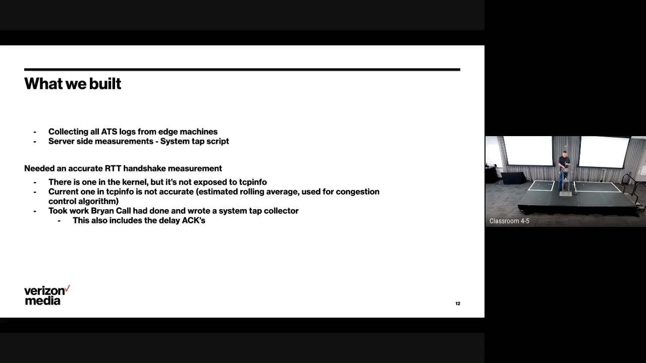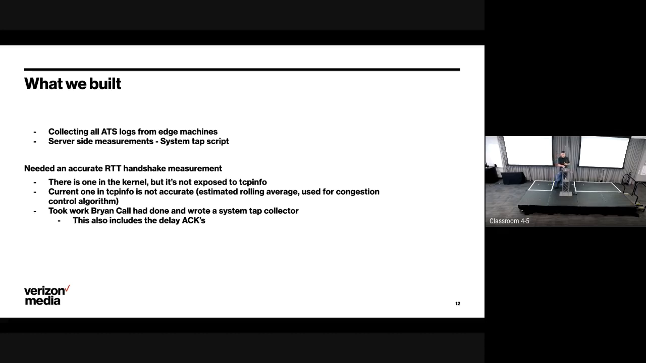It's basically using an estimated rolling average. It's used for the congestion control algorithms that were in there. And I think he said when he actually looked in the source code, it said, do not use this for an accurate measurement of RTT. So eventually, I think in later versions of Red Hat, some of that measurement will be exposed. We won't have to utilize the script.